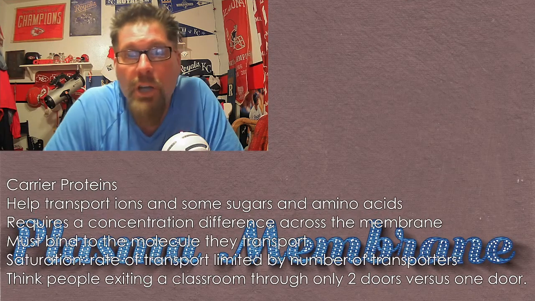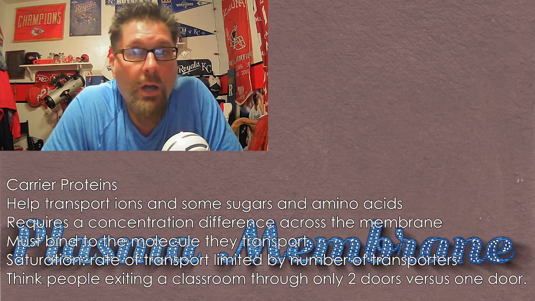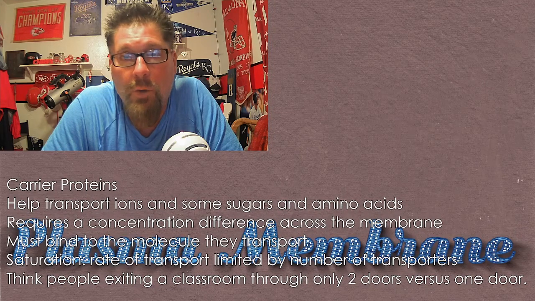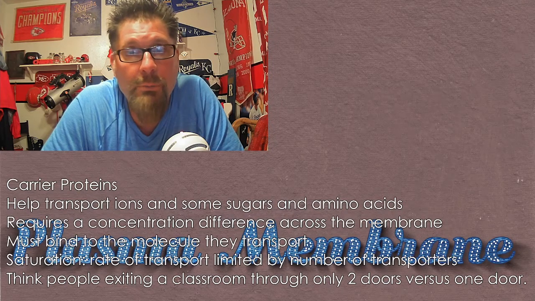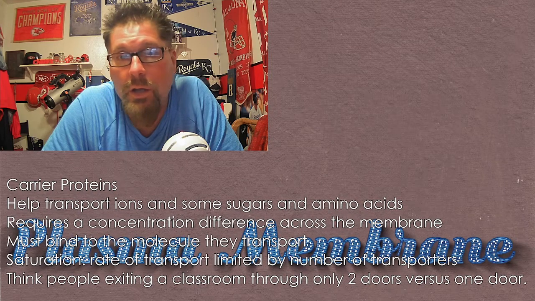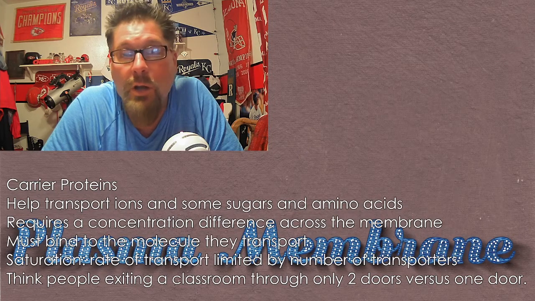Now we reference carrier proteins, another type that is involved with facilitated diffusion. We're thinking about getting ions across, maybe even some sugars, some glucose, and perhaps even amino acids. But there has to be a concentration difference across the membrane, and we've talked about that a bunch of times. That simply means there's a lot more on one side than on the other side. But the idea with the carrier proteins is they have to recognize what it is. They have to bind to it just to say, okay, that's something I can move across.